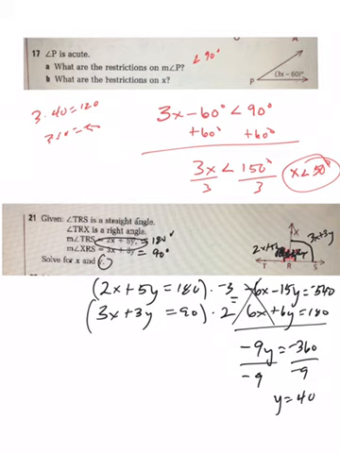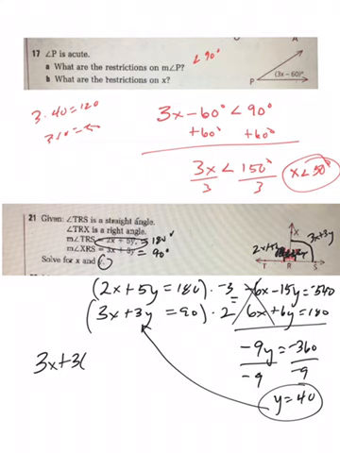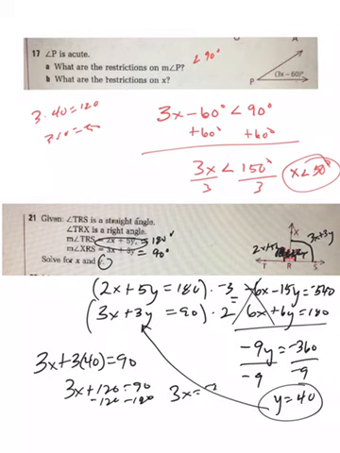So I got y. I'm going to substitute the y back in, probably right there, and work my way through. 3x equals -30, so divide by 3 and x equals -10.